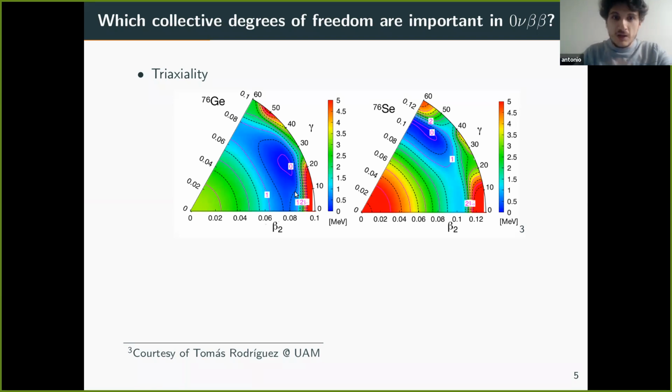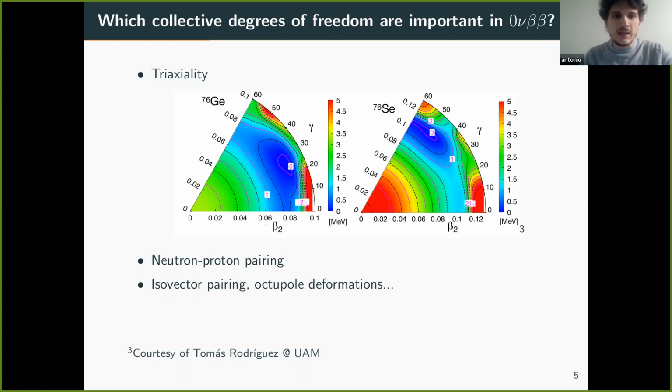But it has also been found that isoscalar neutron-proton pairing can affect the nuclear matrix elements a lot, and therefore it must be included if we want a good calculation of these nuclear matrix elements. But then we may not stop there. Why not include isovector pairing or octupole deformation? I mean, what's the limit here, right?